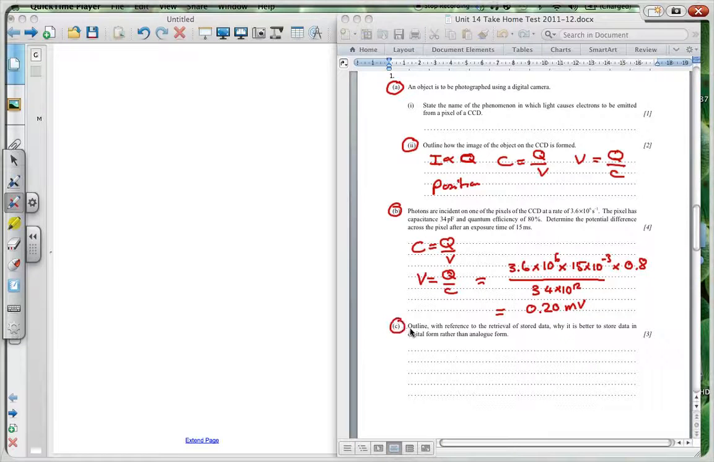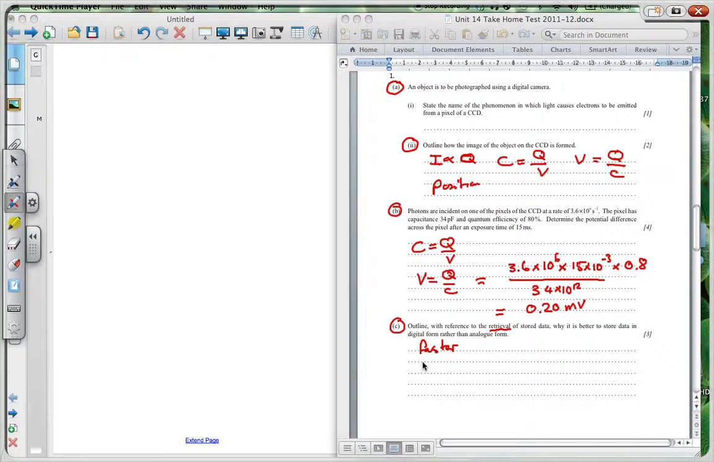And C, outline with reference to the retrieval system of stored data why it is better to store data in digital form rather than analog form. So with the retrieval part here, it's much faster. So your retrieval is much faster, and the reason for that is that each bit of information is assigned an electronic address, so one can find it very quickly. With an analog system, it's much more difficult.